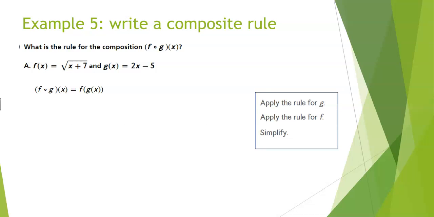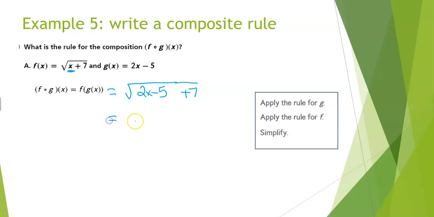Let's go ahead and write a rule. Now we've got something that looks a little different because we've got a square root going on there. But the way we do it is exactly the same. So we're going to take the function g of x, which is 2x minus 5, and we're going to put it in for x in here. So then I replace x with 2x minus 5, but I leave everything else the same. So let's get that out. So this could be defined to be that.